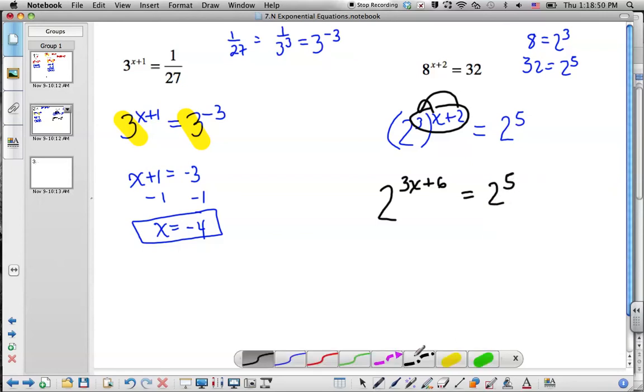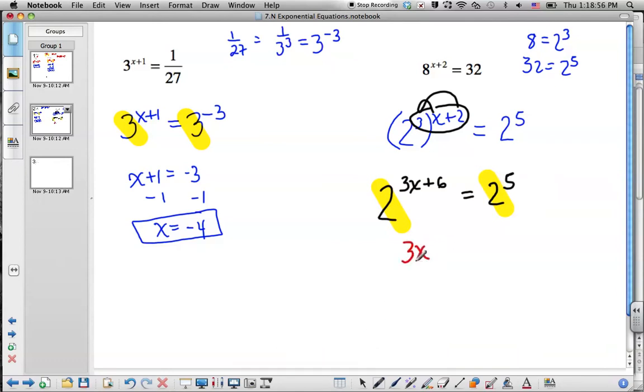Now we have the bases the same. And we know that 3x plus 6 is equal to 5. All right, solving for x, we have 3x equals minus 1, subtracting 6 from both sides. X is equal to negative 1/3.